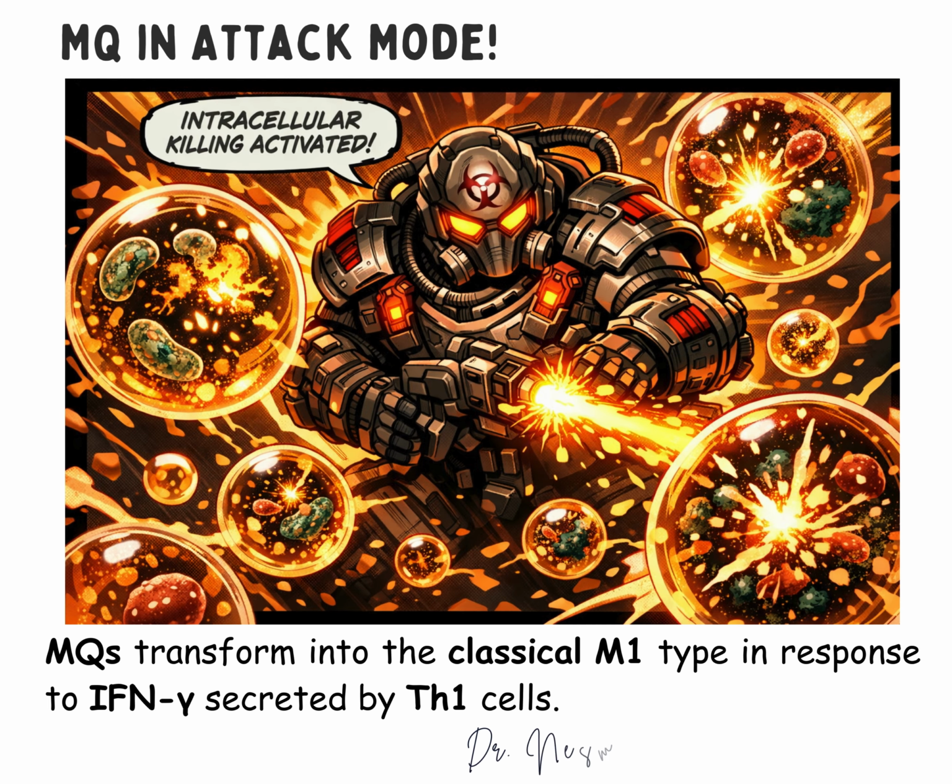Once activated by interferon gamma secreted by T helper 1 cells, macrophages transform into the M1 type, the classically activated, highly aggressive form specialized for intracellular killing. Their internal machinery intensifies, lysosomes multiply, phagolysosome fusion becomes more efficient, and microbicidal mechanisms are fully unleashed. What were once simple sentinels are now elite executioners, capable of destroying the pathogens they have engulfed.